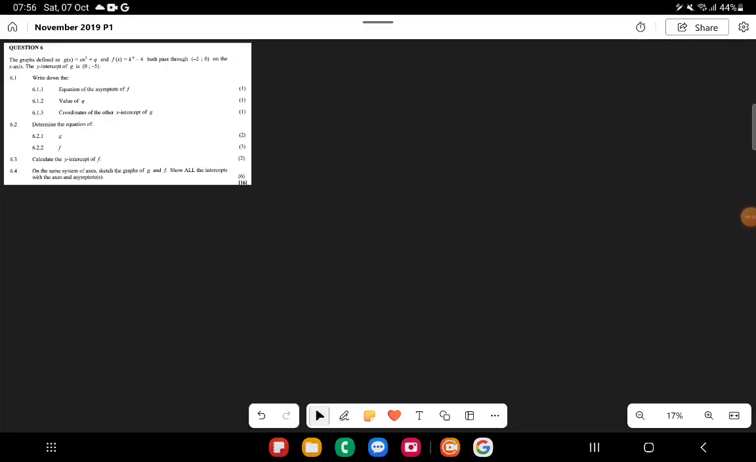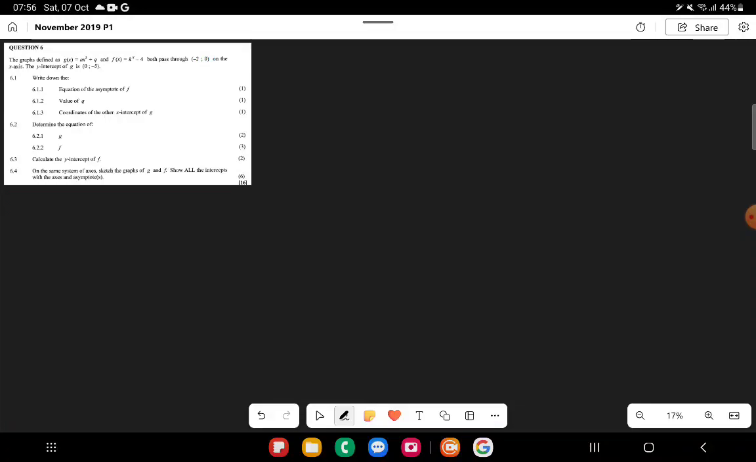November 2019, paper 1, question 6. Again, a functions question. The first graph is g of x, which is ax squared plus q. That is a parabola. The second one is f of x, which is k to the power of x minus 4. That's an exponential graph. They both go through the points -2 and 0 on the x-axis.